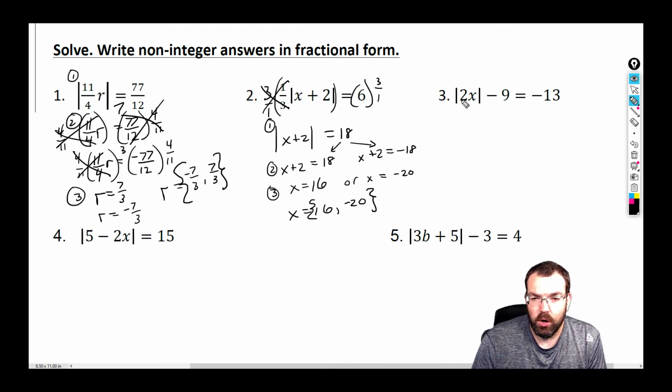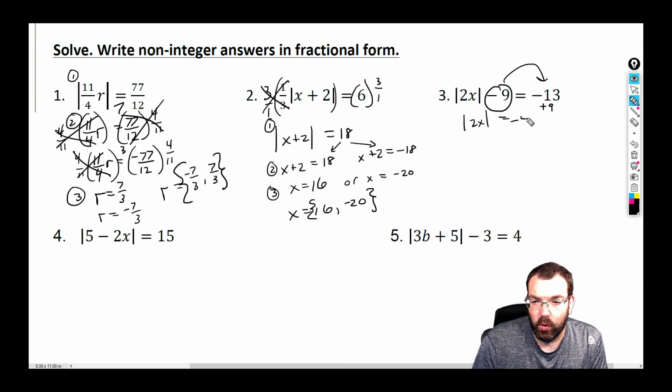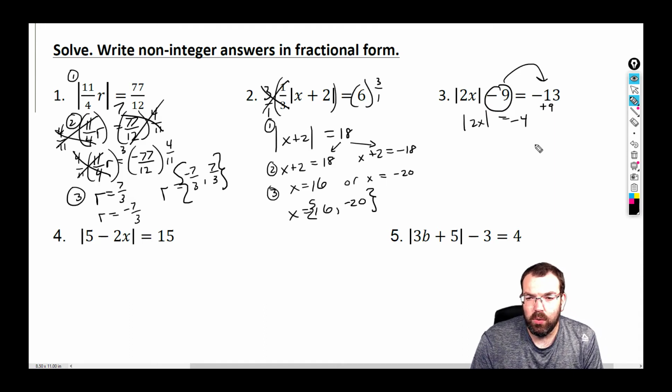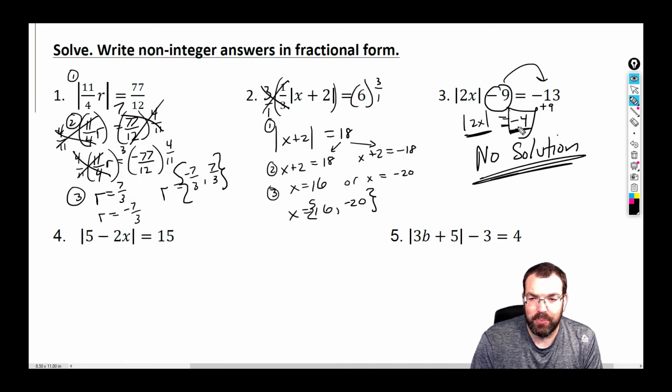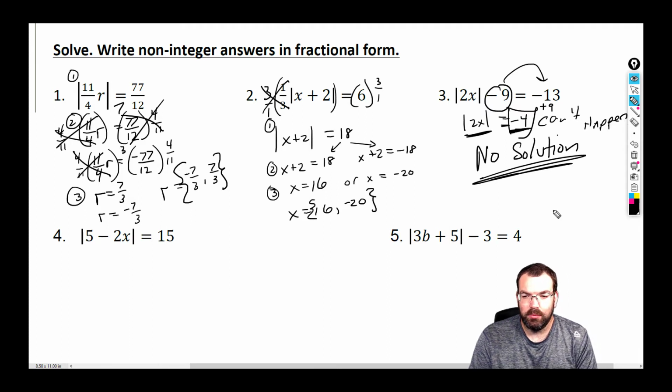All right? Here we go. Number 3. This negative 9 is not on the inside, so I actually have to move it over. So absolute value of 2x equals, I got to add 9 over here, right? So that's negative 4. But what's happening? Absolute value can never equal a negative number. This is a negative here. So this answer is no solution. This cannot happen. Can't happen. Therefore, you're done on that problem.